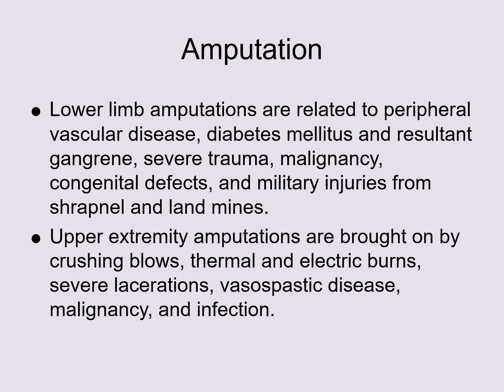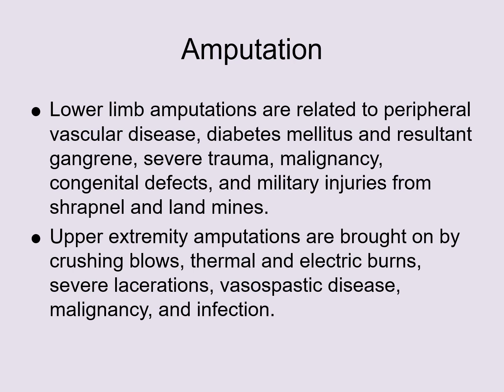So if we're going to jump from one, let's just jump to another. Let's go to amputation. Whew, that's a biggie, isn't it? Let's just cut stuff off. So lower limb amputations are related to peripheral vascular disease, diabetes. We see it with diabetics, right? Neuropathy. Resultant gangrenous tissue will not heal. It has to be cut off and gotten rid of. Severe trauma, malignancy, congenital defects, depending on what's going on.